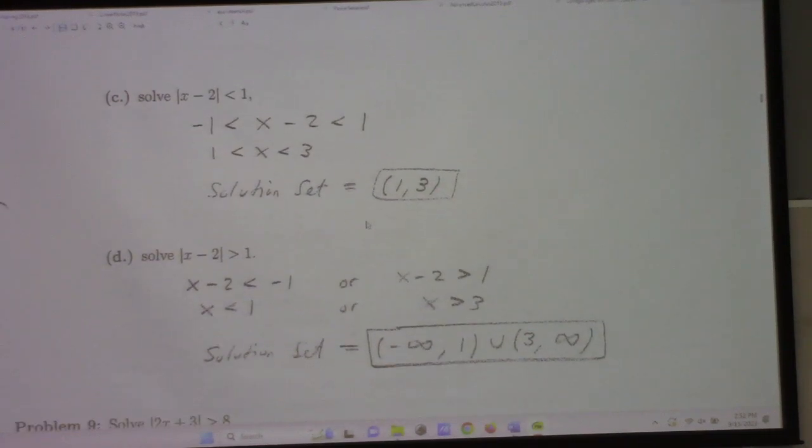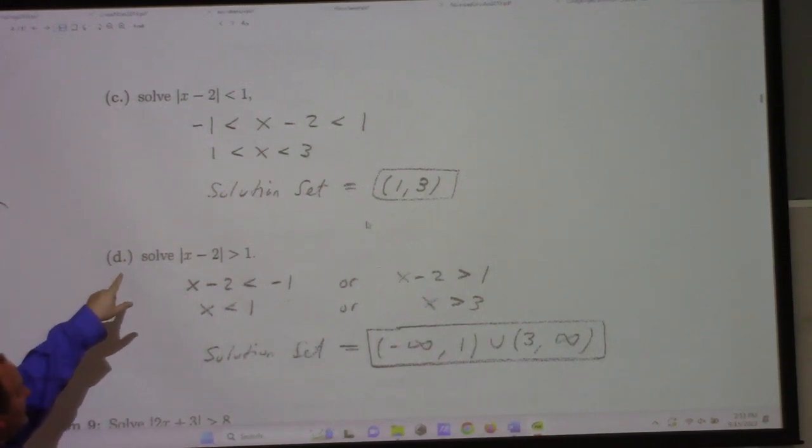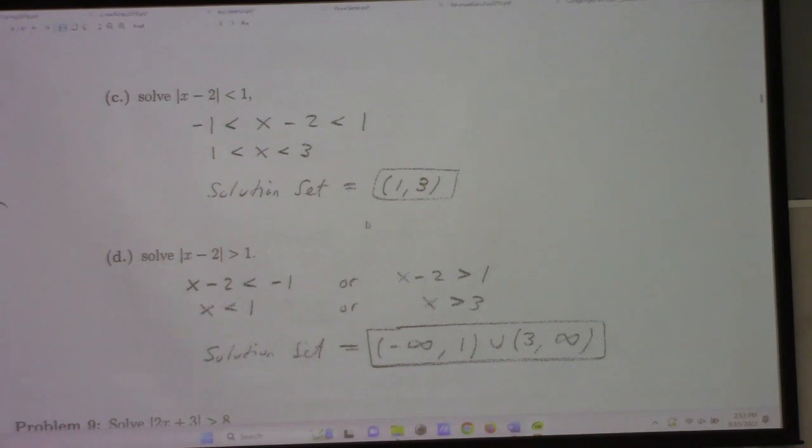Parts C and D here are good questions for the test, like solve absolute value of x minus 2 less than 1, or solve absolute value of x minus 2 greater than 1. These are certainly potential test questions. Remember, if you have the less than, we unwrap it by putting minus 1 over here and 1 over here and solving. But for greater than 1, we have to solve them separately. A lot of you are pretty confused about this on the quiz, so you need to work on that.